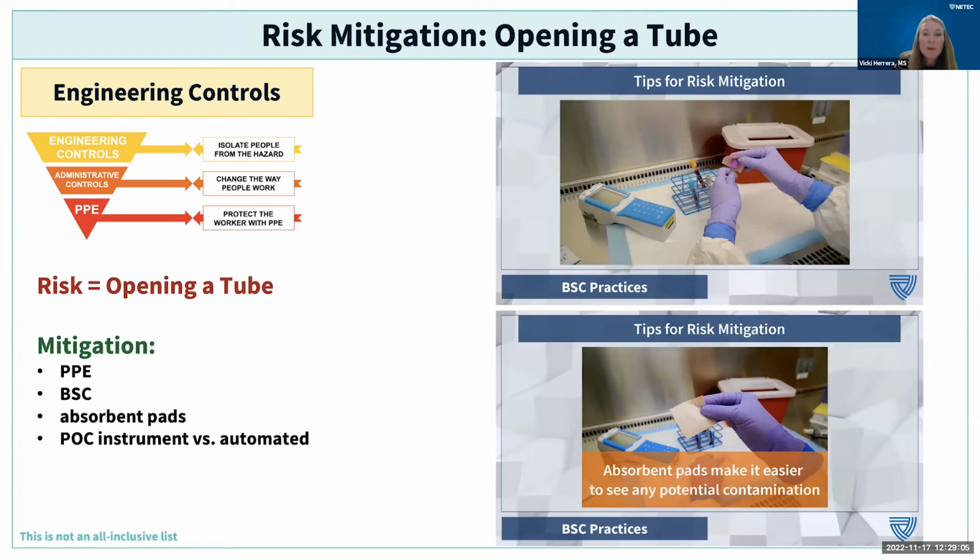What if you need to open a tube? Some people have automated systems that are closed tube, but what if you don't? How are you going to mitigate those risks? Again, thinking through all of the processes that go into opening a tube. So selecting the right PPE, that's going to be your first line of defense. If you have a biosafety cabinet, that's fantastic. Use the biosafety cabinet, put your specimen in the biosafety cabinet when opening. Absorbent pads, there are examples here. Absorbent pads you can use to open the tubes. This will help prevent contamination on your gloves.